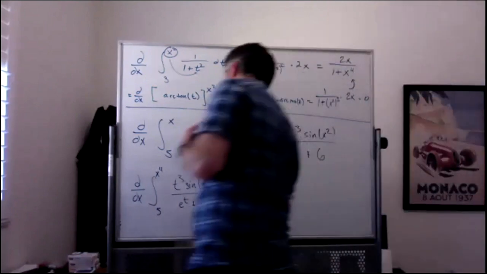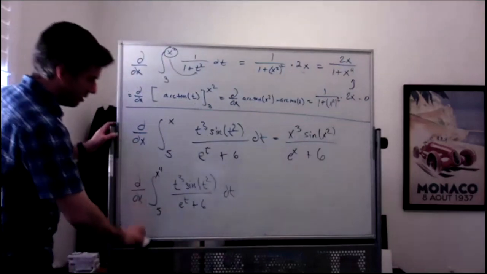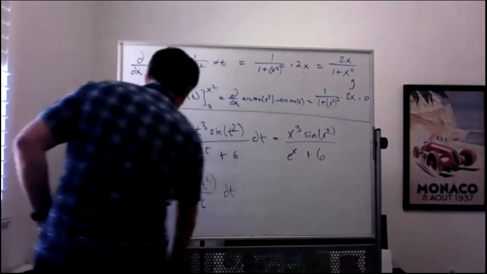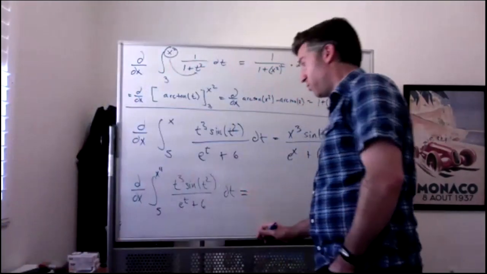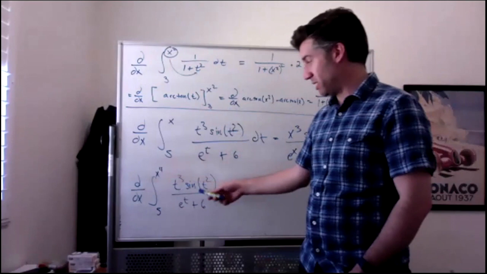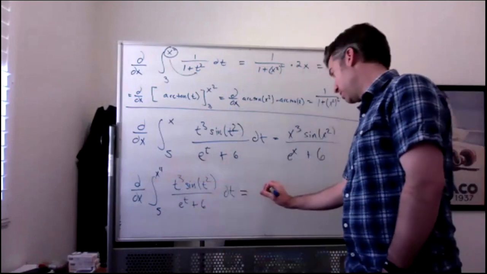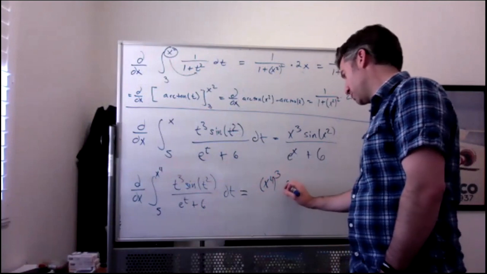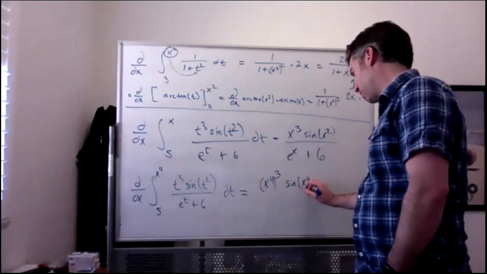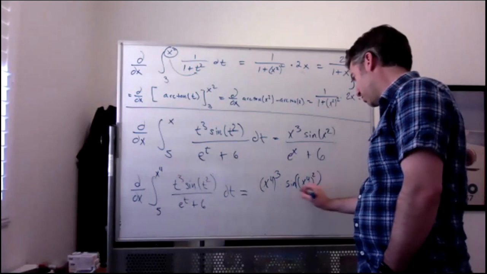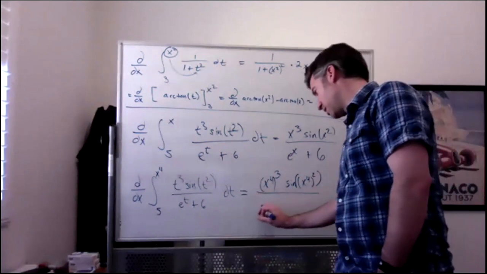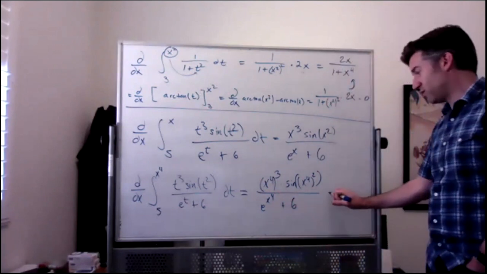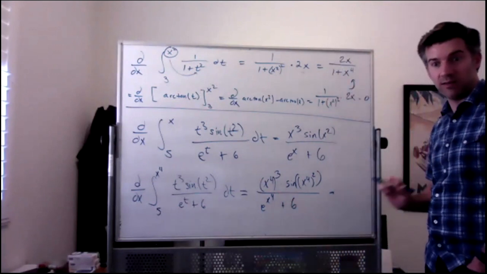So now to this example down here, right? This example that we cannot actually differentiate. Here's all we have to do. We plug in x to the 4th wherever we see a t. So it's going to be x to the 4th to the 3rd times sine of x to the 4th squared over e to the x to the 4th plus 6. And then what do I have to multiply by at the end?